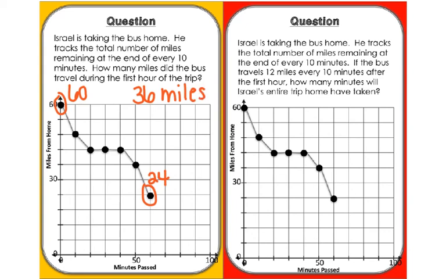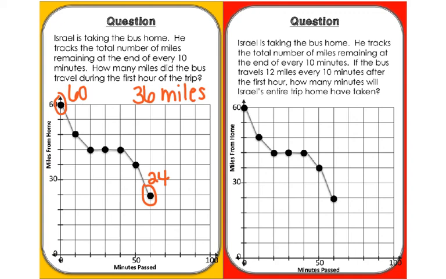All right, our last question says, it's the same situation. Israel on the bus. After each 10 minutes, they're recording how many miles from home. This question says, if the bus travels 12 miles every 10 minutes after the first hour, how many minutes will Israel's entire trip home have taken? So now we're traveling 12 miles every 10 minutes. So let's plot those points. We're going to go another 10 minutes, and we're going to remember the scale is going 6 miles, so we're going to travel 12 miles.